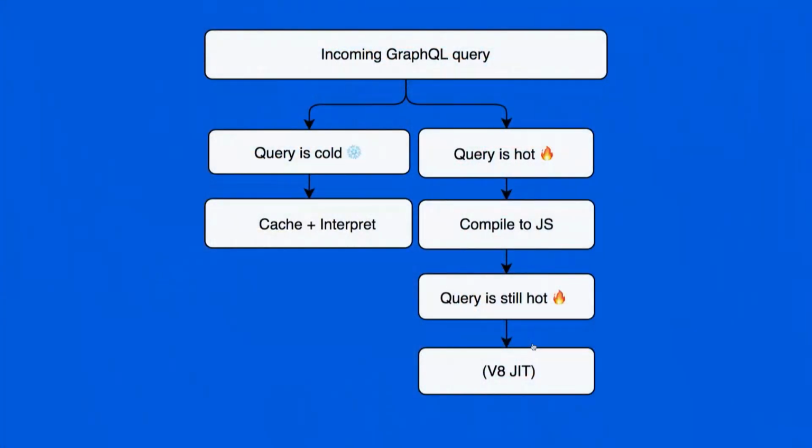It kind of works like this: when a query is coming in, you first decide if it's super cold, meaning it's being hit once per hour or something. You just interpret it once in a while with the normal GraphQL way. If it's kind of warm, like being used a lot, then we start to cache it, with the approach we just talked about, caching the AST, all that stuff. It's really good, really fast.